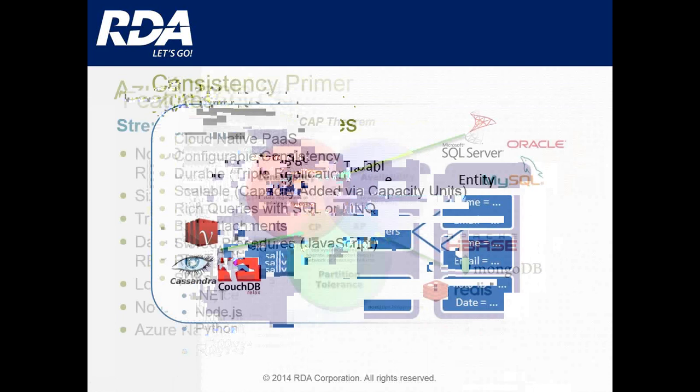So those are two of your choices. The other two are bounded staleness and session. These are new.